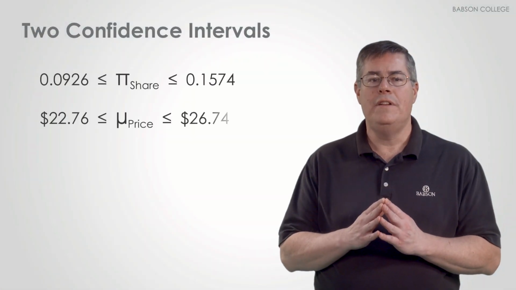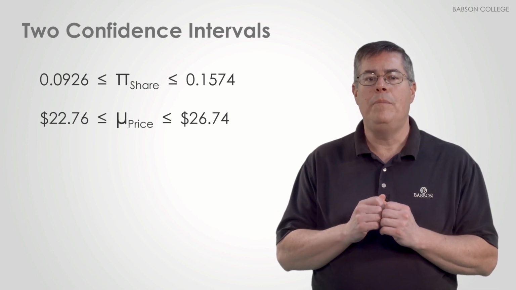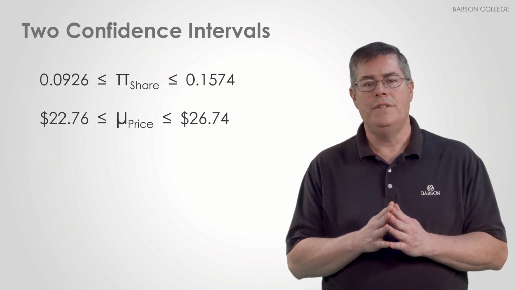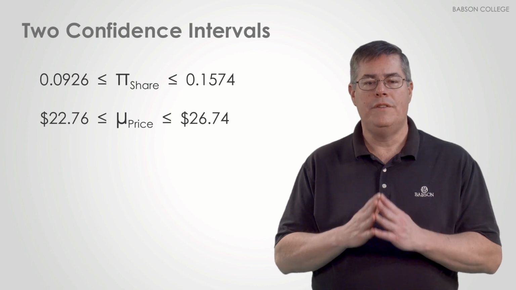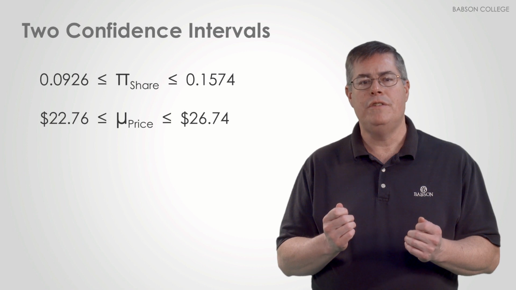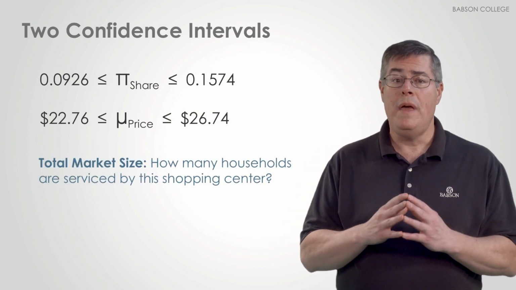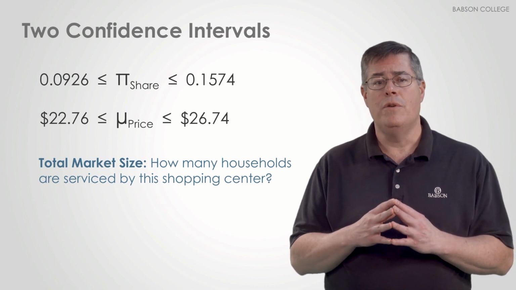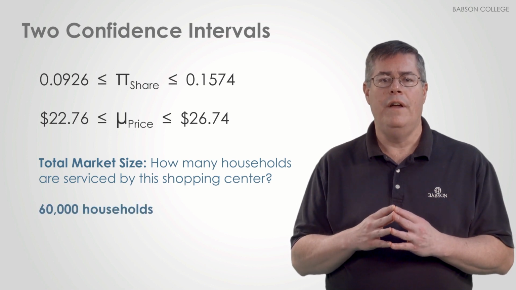Recall the two confidence intervals that we created earlier. Keep in mind that we started with a sample proportion of 0.125 and a sample mean of $24.75. You can see those intervals we created on the screen right now. We also need another piece of information for our estimate, and that is total market size. We should be able to get data on how many households there are that are serviced by this local shopping center. Let's say that number is 60,000 in our area.